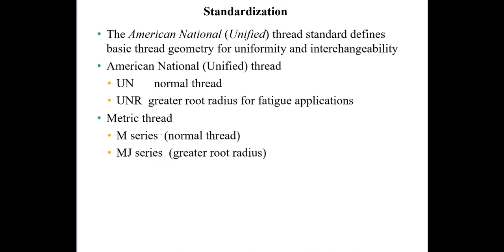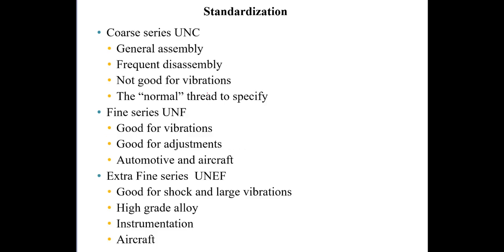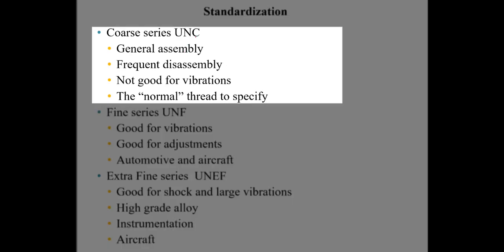Now, all of these bolts are built according to standards, and the American National Thread Standard defines the basic thread geometry. These things are exceedingly important because these standard geometries allow for interchangeability. You don't have to buy all your bolts and nuts from the same manufacturer. So the UNC is the Unified National Coarse Threaded Bolt. It's used for general assembly, frequent disassembly. It's not at all good for vibrational applications, and it is the thread spacing that is normally specified.